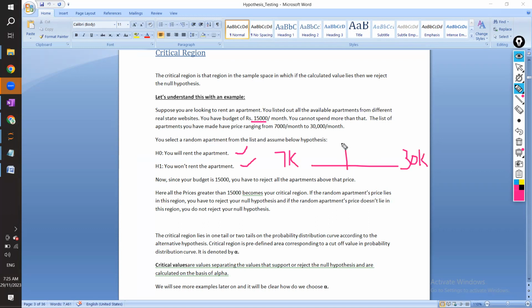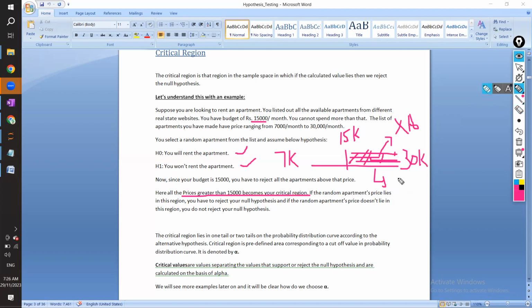And your budget is over here, 15K. That means any price greater than this area will reject the null hypothesis, because the null hypothesis is saying I will rent, but in this area I cannot afford it, I cannot rent. So I will reject the null hypothesis. That means this area is also called the critical region. So you have to reject that. In this scenario, all the prices greater than 15,000 become your critical region.